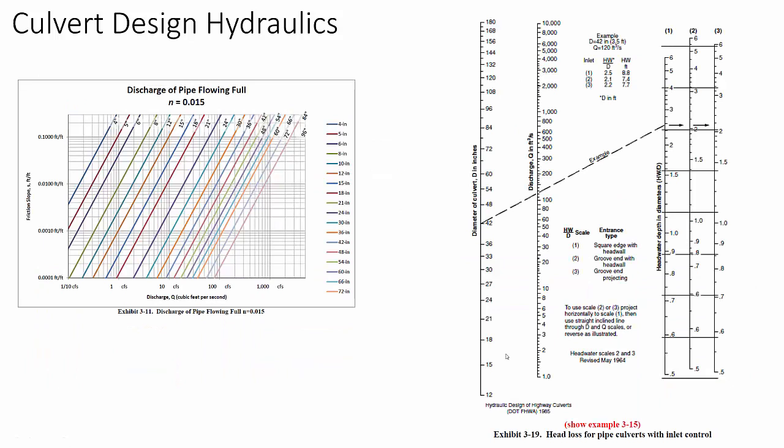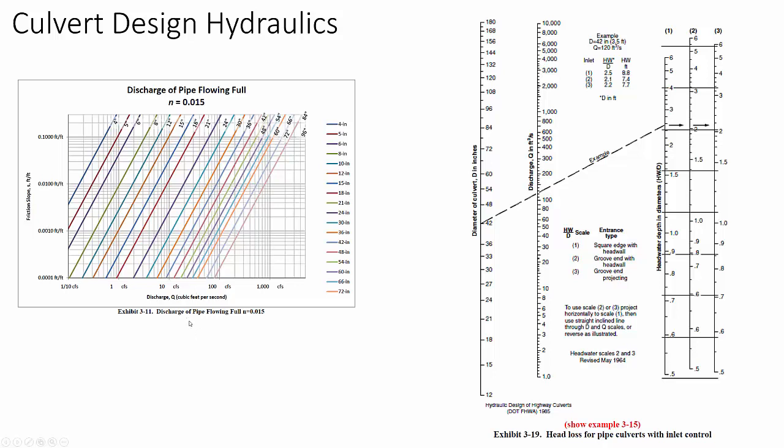Designing these systems is not that complicated. We have nomographs. Nomographs are graphical solutions to multi-parameter problems. So we have nomographs where we can evaluate discharge of pipe flowing for a particular Manning's n, for example, or head loss for pipe culverts with inlet control. And so if you want to find out the discharge of pipe, which is the x-axis, you enter with the friction slope, you know that, and you have a particular diameter of pipe, and it happens to be made of a material that has a Manning's n of 0.015. And so depending on the diameter, you can come up with a discharge.